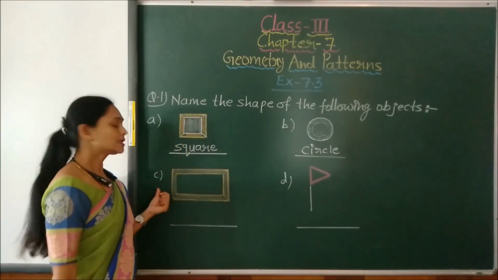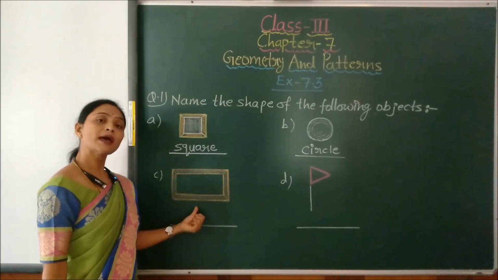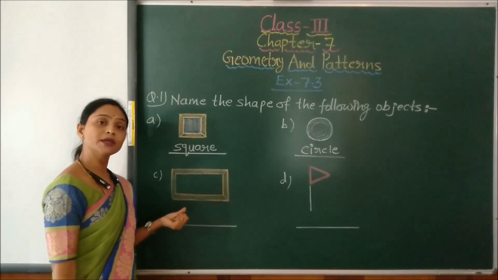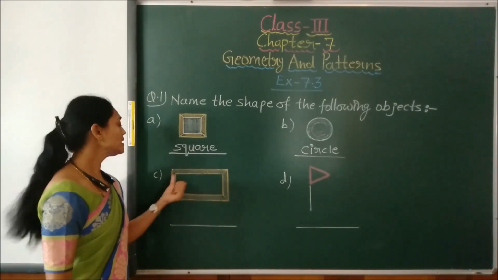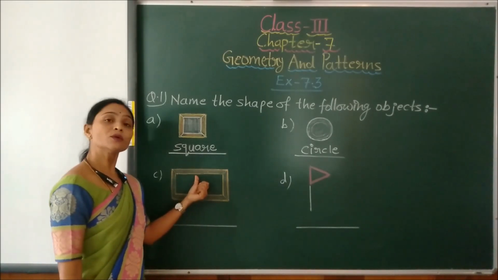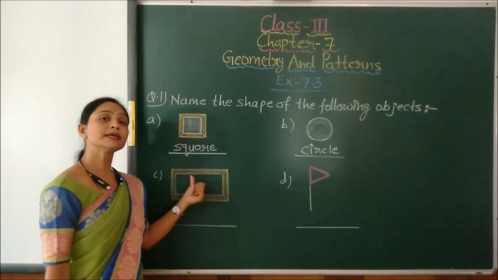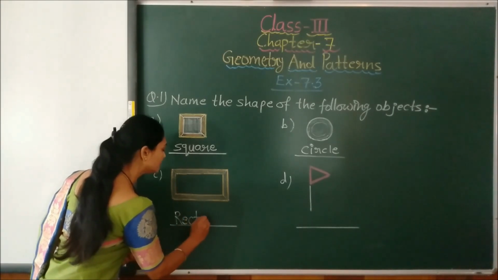Then this third one we will see. See here you can see this figure is having only opposite sides equal, not all four sides equal, because this side is bigger than this one. So it means only opposite sides are equal. So which figure is this? This is rectangle. So here we have to write rectangle.